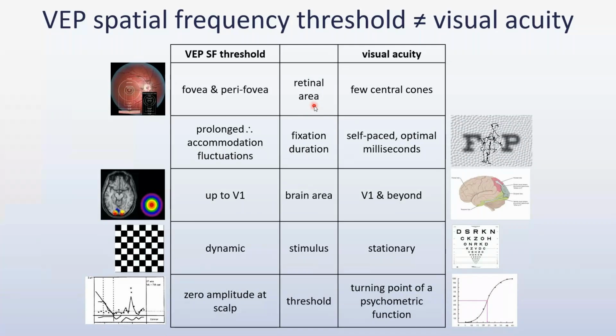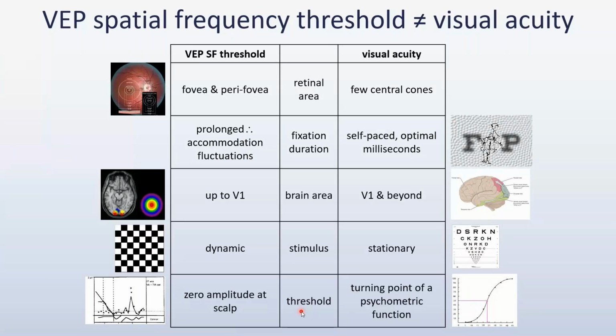The amount of retinal area used for either task is different for VEP than for chart acuity measurements. Similarly, with fixation duration that's required. Also, different brain areas are responsible for generating whatever response is used to indicate a seen stimulus. The nature of the stimulus itself differs for either task. And also, the way a threshold is defined differs for either task.